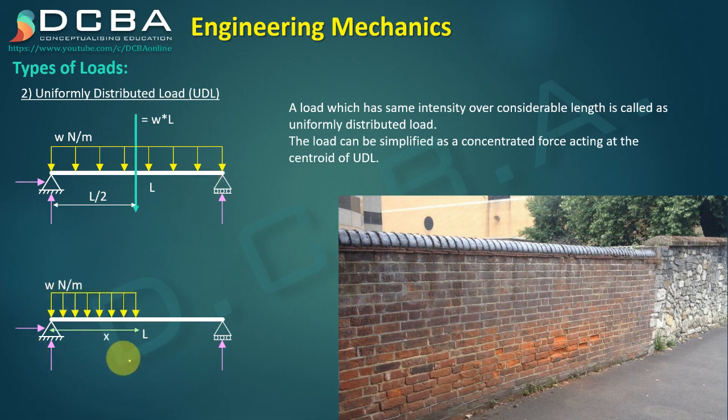In this case, if I have a UDL just over a length of X, then what will be the intensity? The intensity will be the area of this UDL, which is W into X. So it's W into X, and it will be acting at a distance of X by 2, which is the centroid of this small rectangle. So I hope you understood that whatever is the span of the UDL, that multiplied by the intensity of the UDL, you will get the intensity of the concentrated force, which is W into span of UDL, and the point where it acts is span divided by 2.